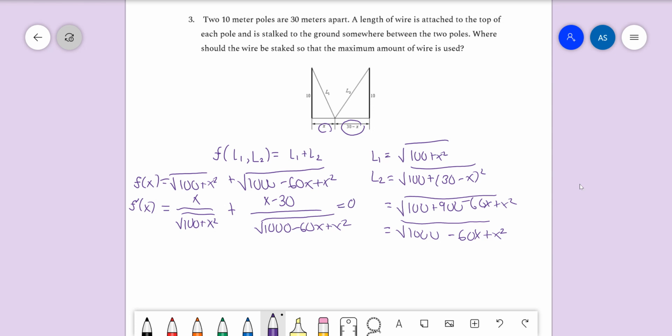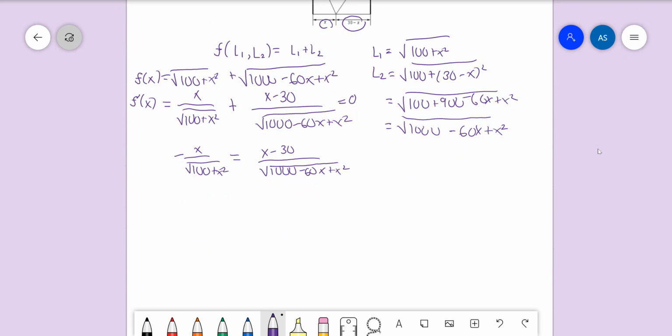I'm just going to do some algebra and get the x out of this. So we go ahead and subtract the square root of 100 plus x squared on both sides. So we get this. X squared. There we go. All right. Now we want to cross multiply the two. So we have negative x times the square root of 1000 minus 60x plus x squared equals this quantity x minus 30 times the square root of 100 plus x squared.